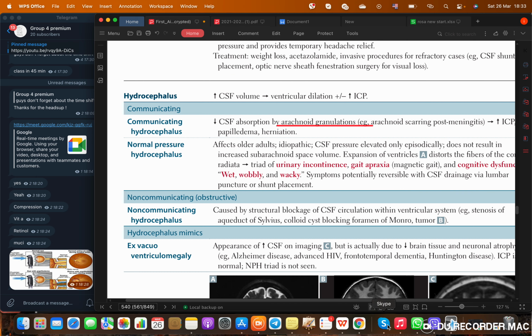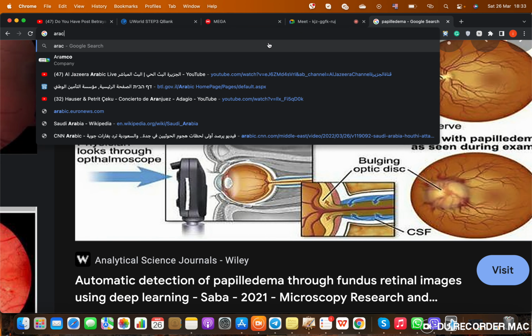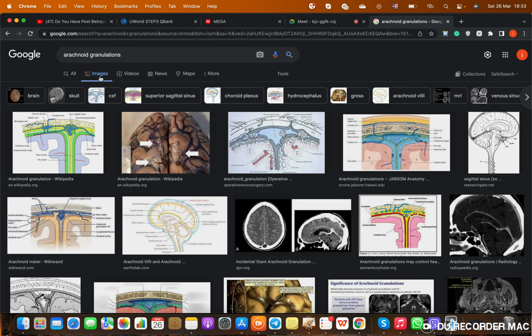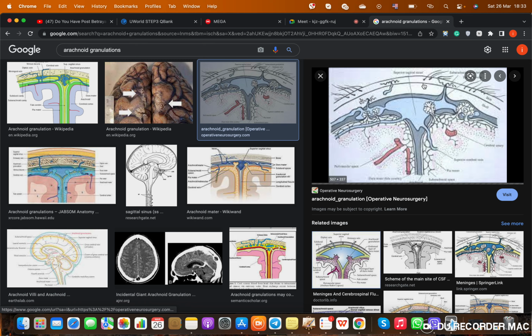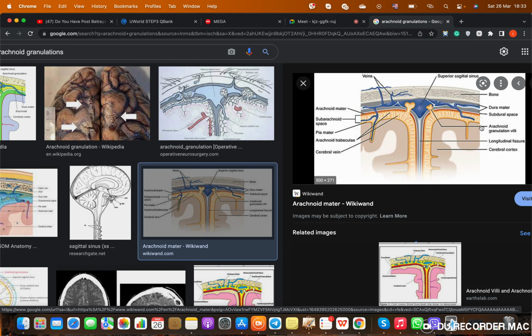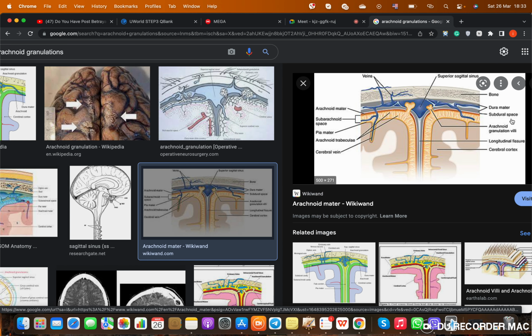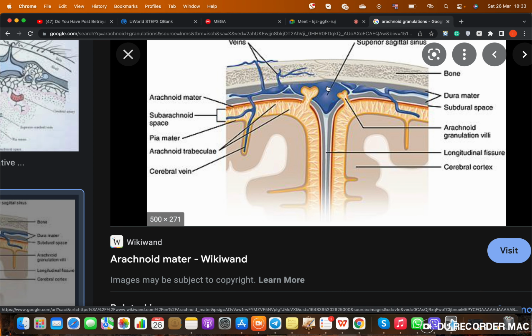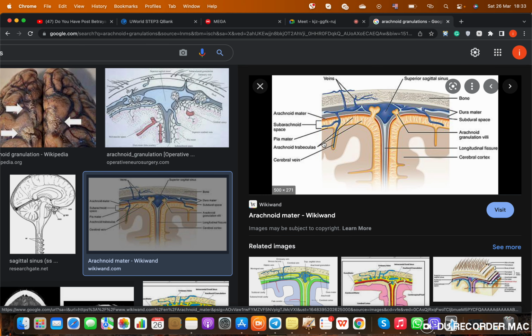Why would that happen? The arachnoid granulations, if you remember, are the structures that absorb the CSF after it has moved to the subarachnoid space. See, these are the sinuses, and these are the arachnoid granulations that help to suck the CSF back into the circulation.